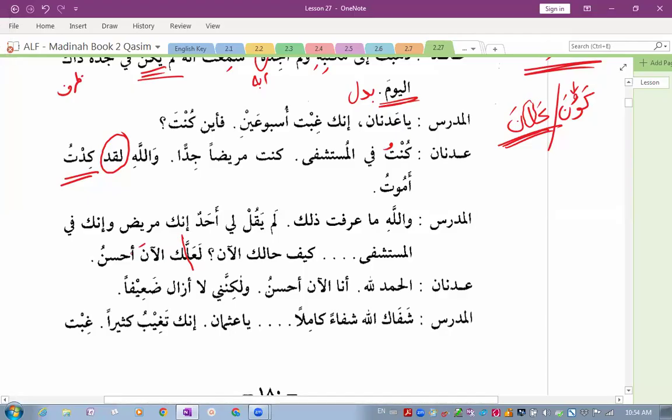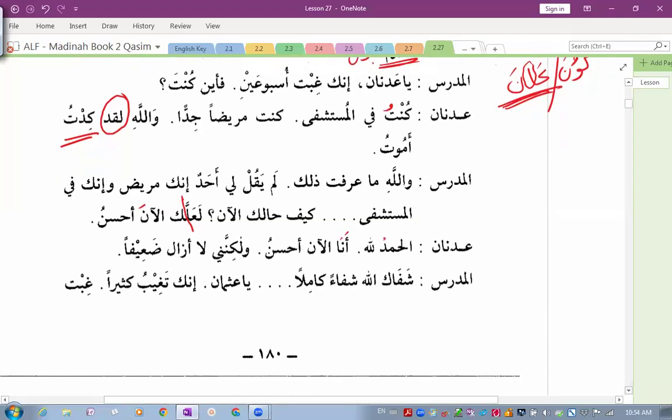Next sentence. Alhamdulillah, ana al-ana ahsanu. I'm fine now. Walakinnani la azala zaifan. Azala is, zala yazalu, to cease. We said that when we put la before it, it means to continue.